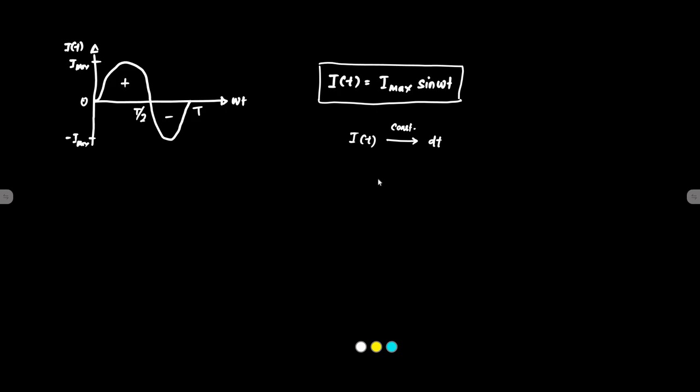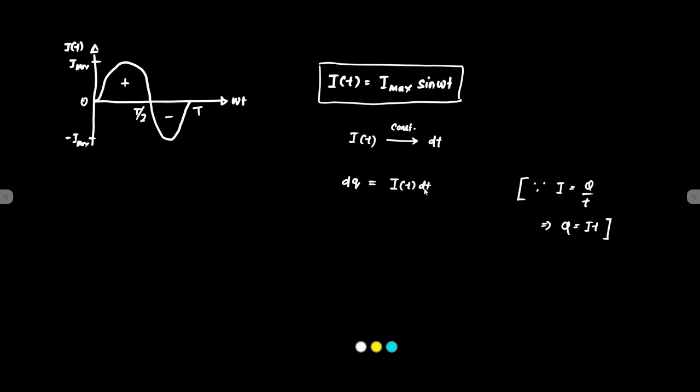The small amount of charge dq that will be transferred during this small time duration dt will be equal to i(t) dt, because we know current is equal to rate of flow of charge. That implies the small charge dq which is transferred in the small duration dt is equal to i(t) dt, the instantaneous current multiplied with dt.